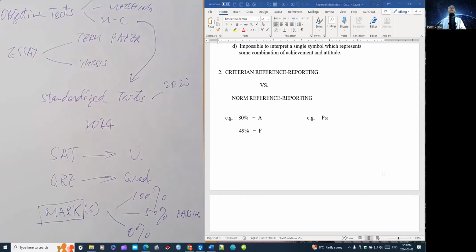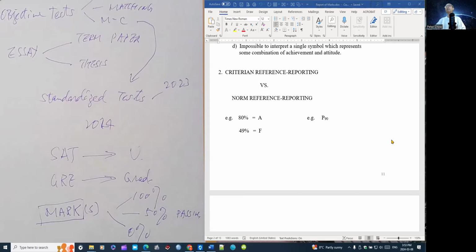All right. Now, let's take a look at criterion reference reporting. Okay? The percentage right. See here, we have 80%, a 49% failure, then percentile range. This is percentile 90. That means your mark is better than 90% of all the people taking the same test.